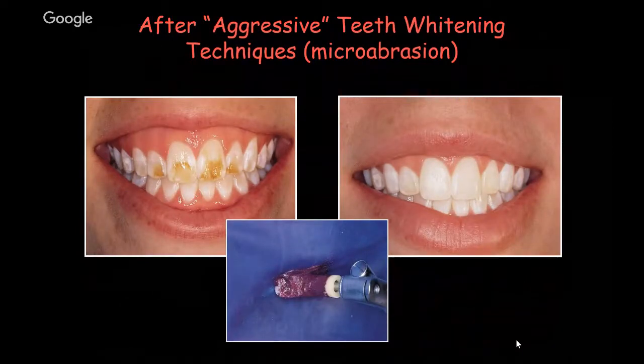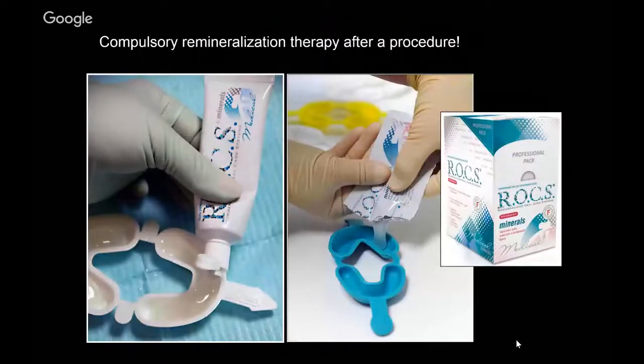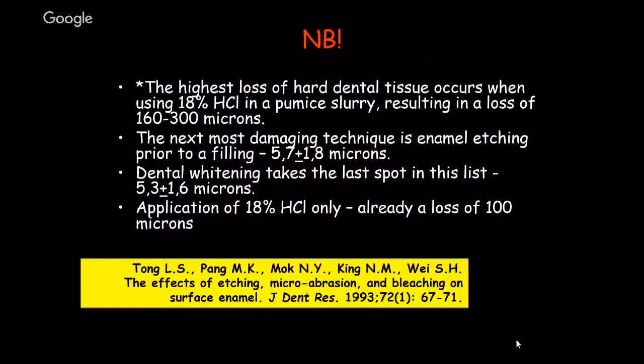The next situation when we recommend remineralization: after aggressive teeth bleaching or teeth discoloration removal techniques, for example, microabrasion. Microabrasion is very aggressive. After microabrasion, we strictly use remineralizing therapy, strictly for approximately 1 month, immediately after the procedure of microabrasion, immediately on this day. Microabrasion leads to a higher loss of hard dental tissue. Please remember this.